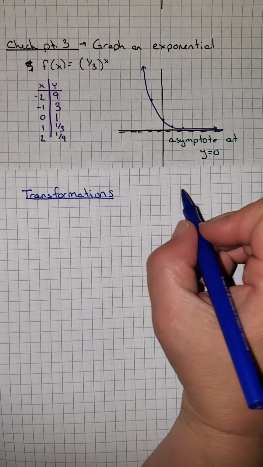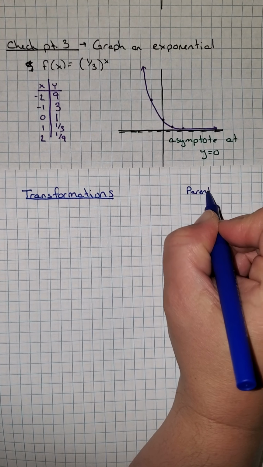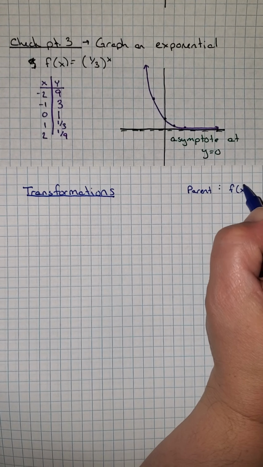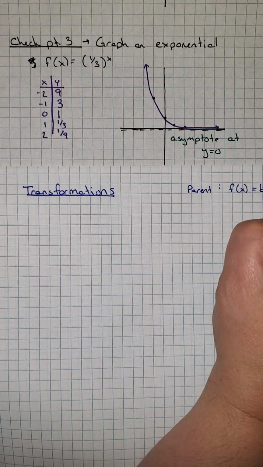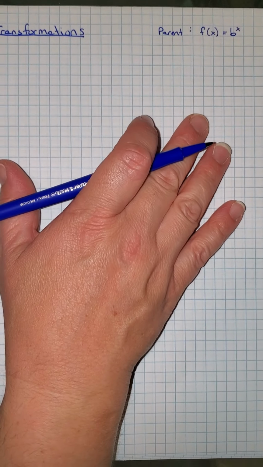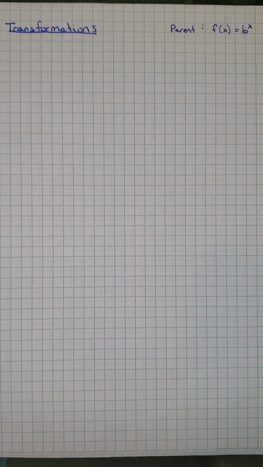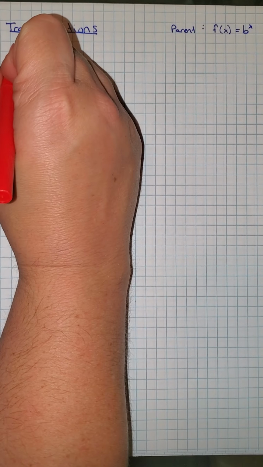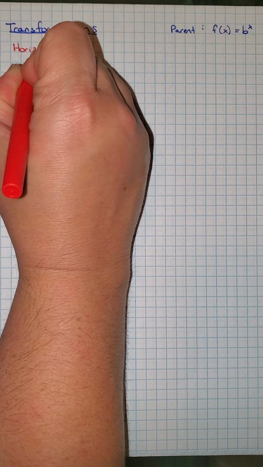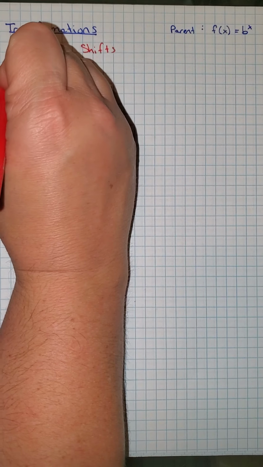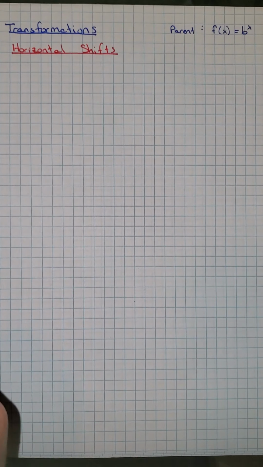Okay, so our parent in this case will just be f of x equals b to the x. And the same way I did in section 2.5, where we kind of did it one thing at a time, and I did it in order, I'm going to do the same thing here. So the first thing you would do is your horizontal shifts. This is something inside the function.